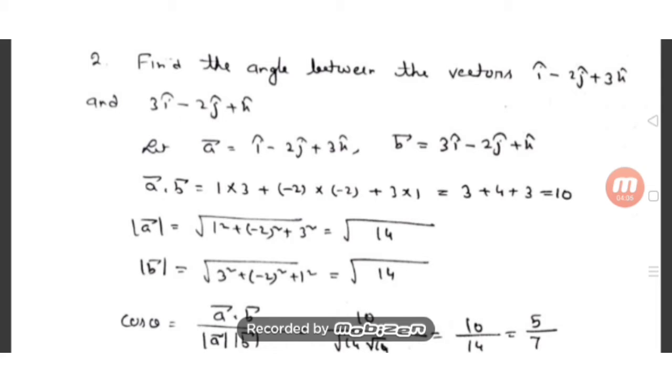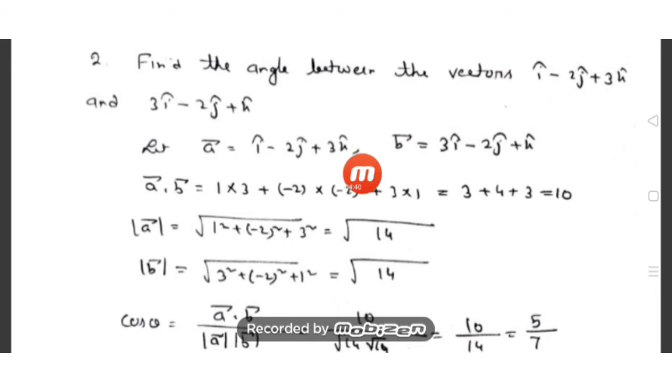So first I have written what is given and named the vectors as a bar and b bar. I named one vector a bar and the other b bar. So we have a bar equal to i cap minus 2j cap plus 3k cap and b bar equal to 3i cap minus 2j cap plus k cap. After that, by using the formula of dot product in component form, we find the value of a bar dot b bar. You remember the dot product definition in component form: the sum of the products of the coefficients of i cap, j cap, k cap.